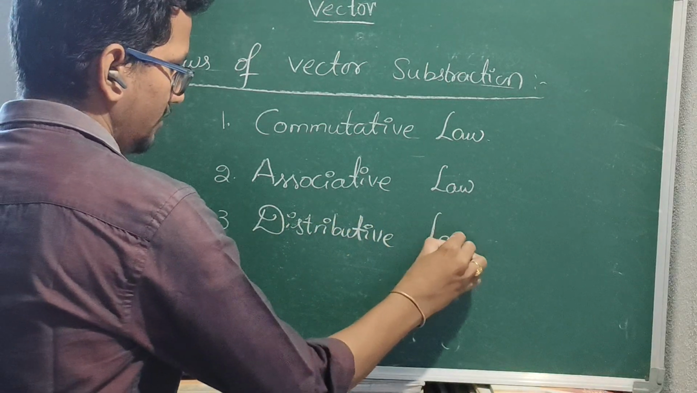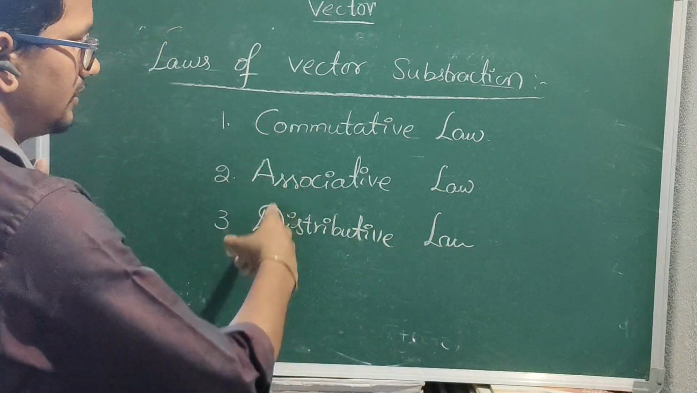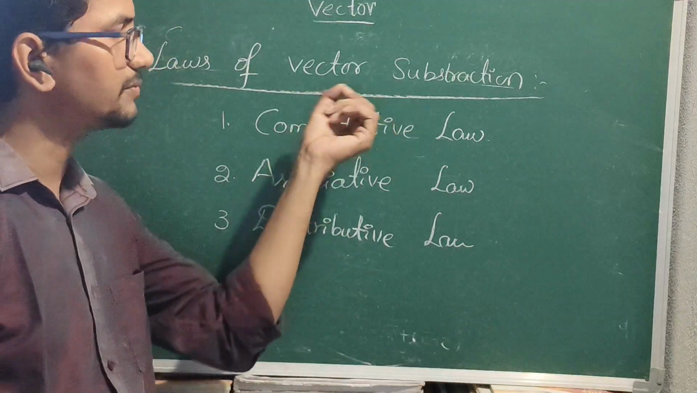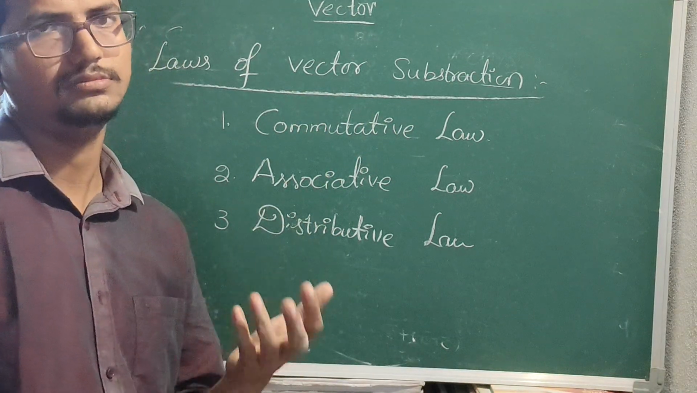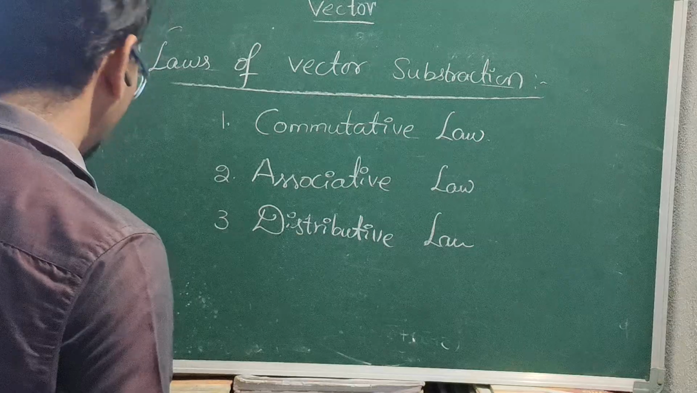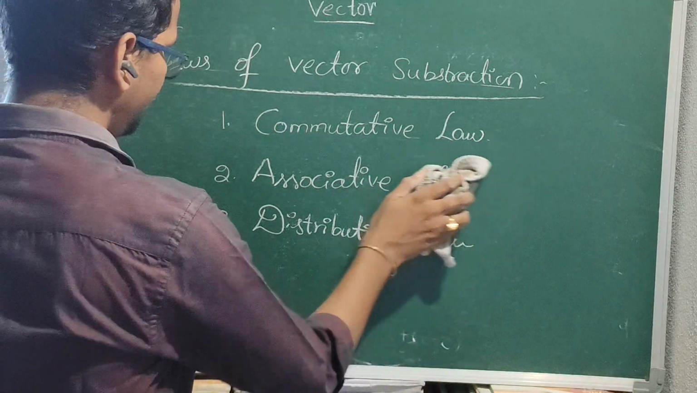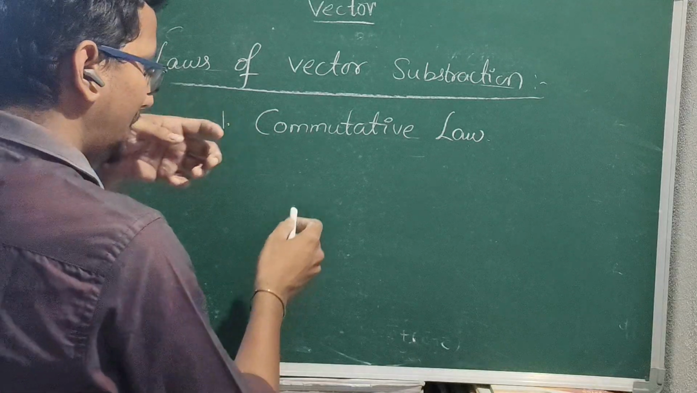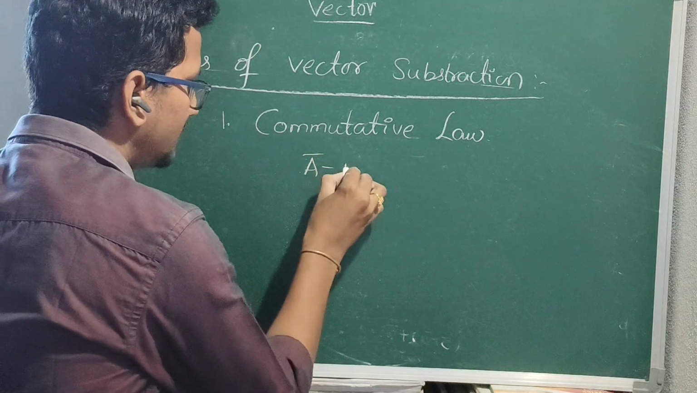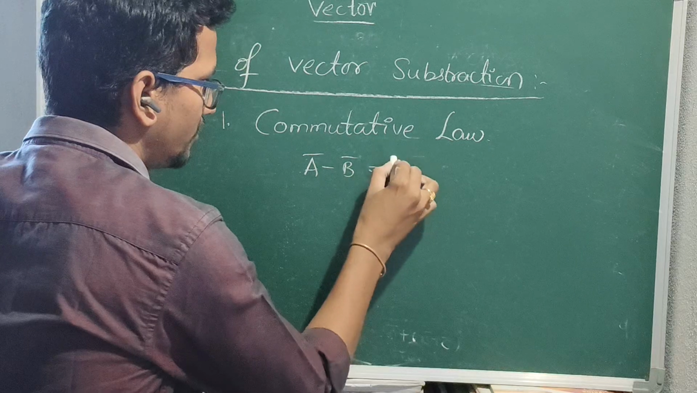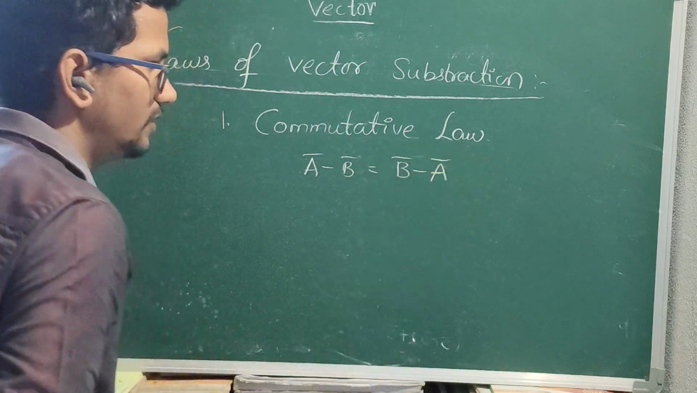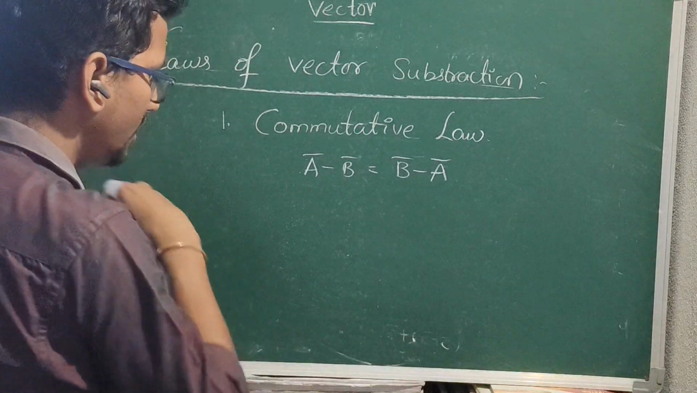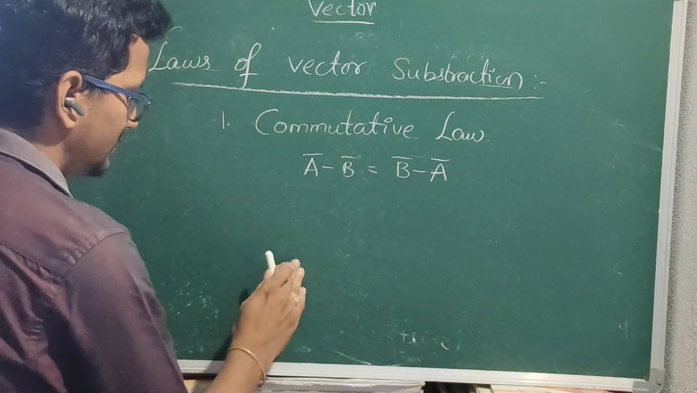Already we discussed that these three laws are always obeyed by vector addition. But in these cases, does subtraction obey them or not? That is what we will check. First one, commutative law. What is the commutative law? A bar minus b bar is equal to b bar minus a bar. Is it equal or not? We can check based on proof. First, the diagrammatic proof.